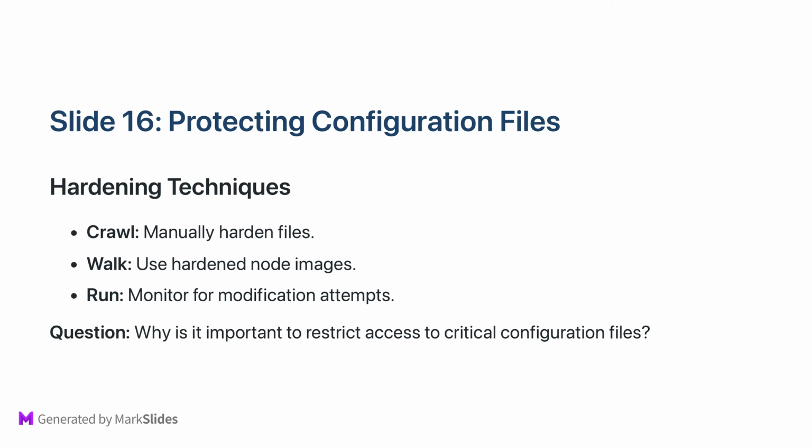Question: why is it important to restrict access to critical configuration files? Restricting access to critical configuration files is paramount because these files often contain sensitive information, like database credentials, API keys, and system settings. Unauthorized access could lead to system misconfigurations, data breaches, and potentially catastrophic security incidents. By tightly controlling who and what can access these files, we significantly lower the risk of these vulnerabilities being exploited.